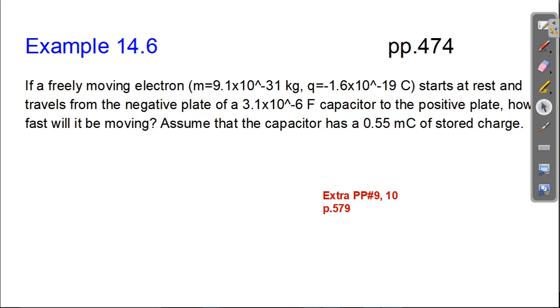Let's read this example 14.6. If a freely moving electron, so we have a negative charge, it has a mass, it has a charge, starts at rest and travels from the negative plate of a 3.1 times 10 to the negative 6 farad capacitor to the positive plate, how fast will it be moving? Assume that the capacitor has a 0.55 millicoulomb of stored charge.